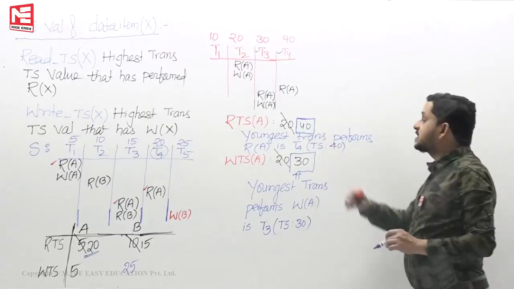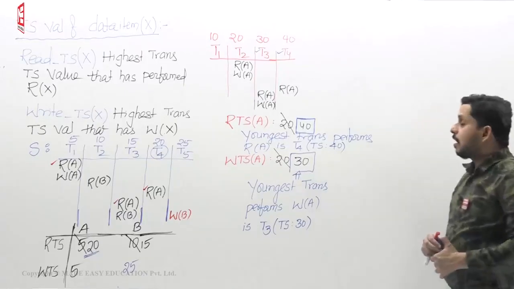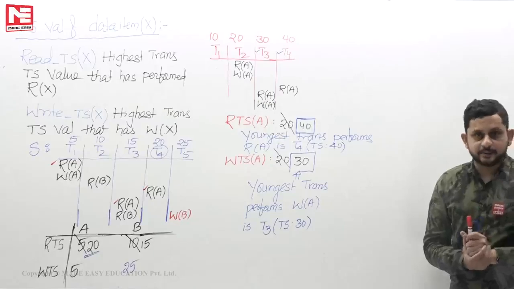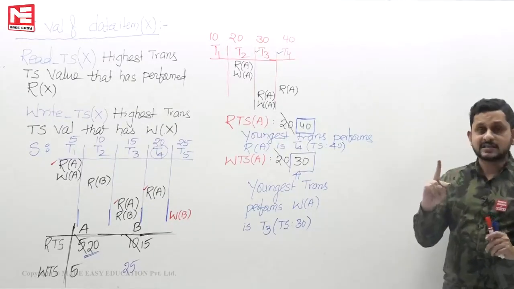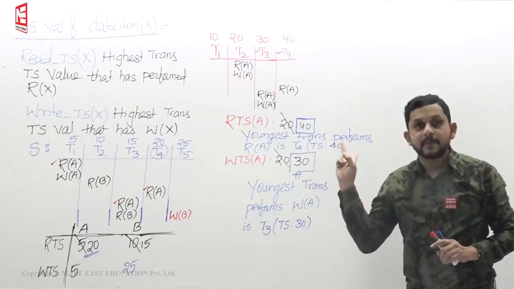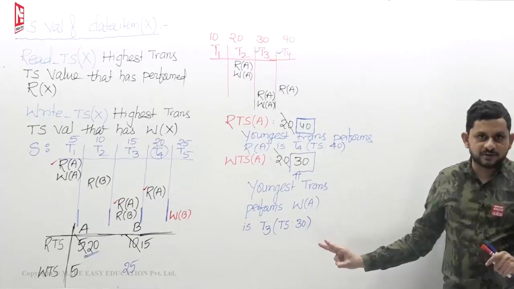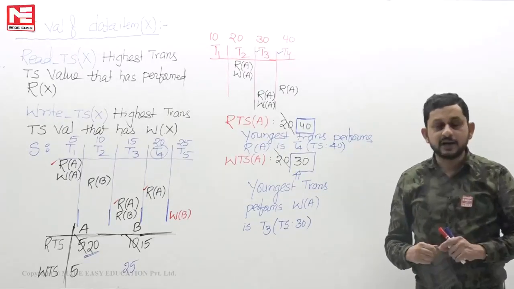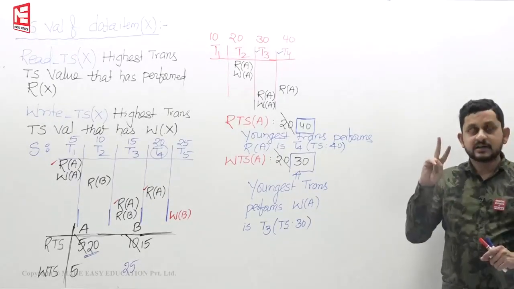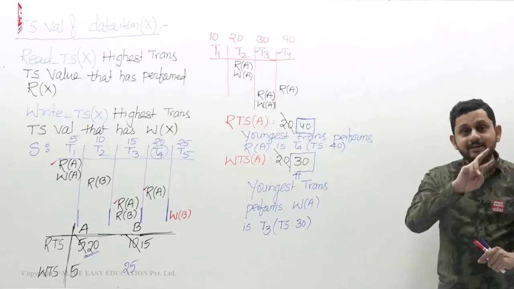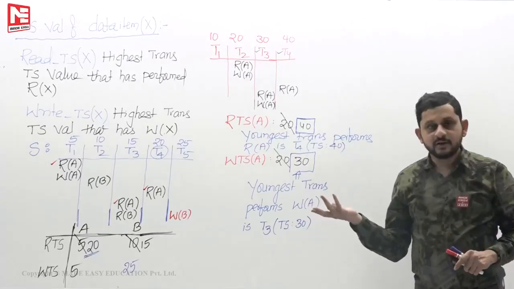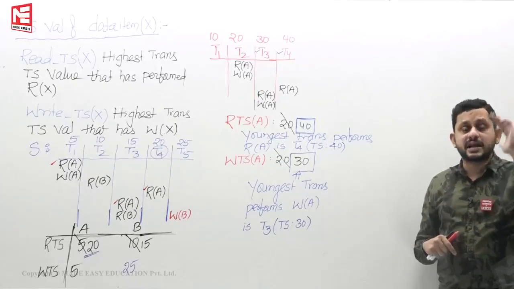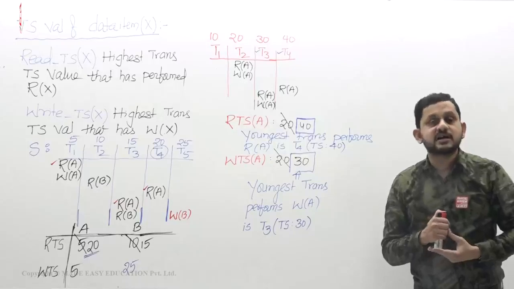Okay, to know who is the younger one that did the read of the data item, and who is the younger one that did the write of the data item, those two can be identified by using the read timestamp value of the data as well as the write timestamp value of the data. Clear this? Two things we discussed: transaction timestamp value and data item timestamp value. Transaction timestamp value is a unique value for all the transactions, assigned by the DBMS in one sequence order.